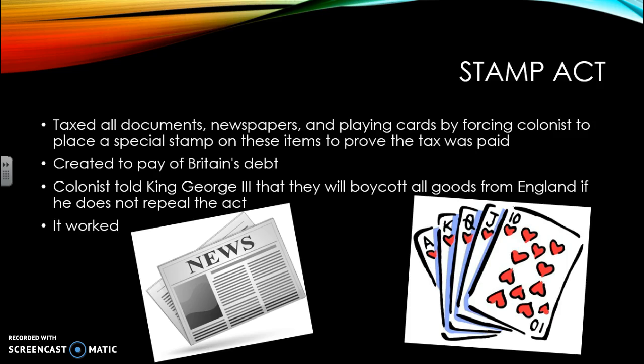The colonists got upset and they told King George III, if you do not repeal this act, which means take back or stop, they will boycott all goods from England. Boycott means that you're not going to buy or purchase anything until a change has been made. It's a form of protest, and it worked. King George III eventually repealed the Stamp Act.